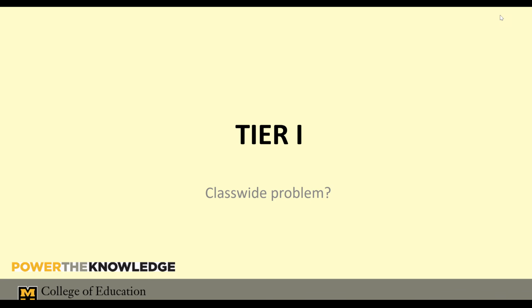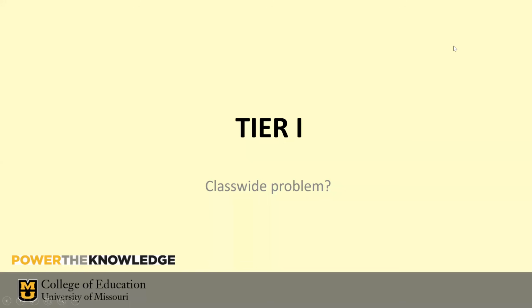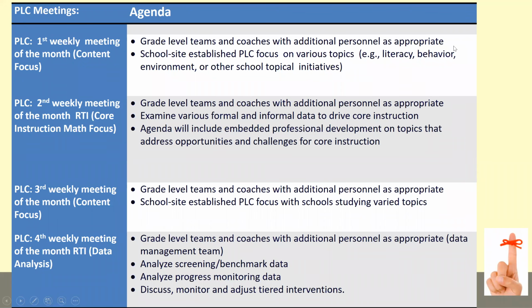We'll pick up now and talk about Tier 1 interventions, which, remember, the question for that is: is there a class-wide need? The key to an effective RTI model has got to be an effective PLC. If a principal calls me and asks if I can support their RTI initiative, their MTSS initiative, my first question is, do you have an effective PLC? And if not, that's the first thing we focus on.